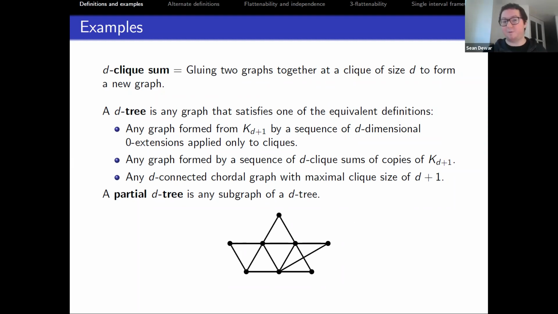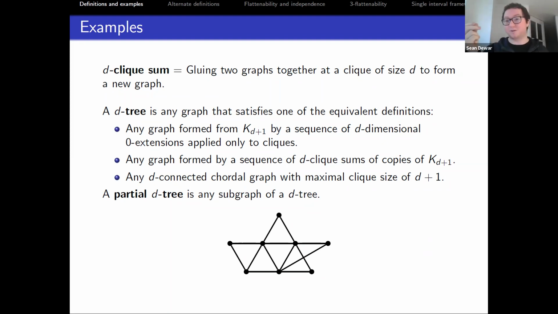So they're very well behaved graphs, mainly in some ways because of this last condition, that you can also define them to just be connected chordal graphs with a maximal clique size of D plus 1. That's an alternative characterization of a D tree. And that just means, yeah, they're very good at computing stuff.